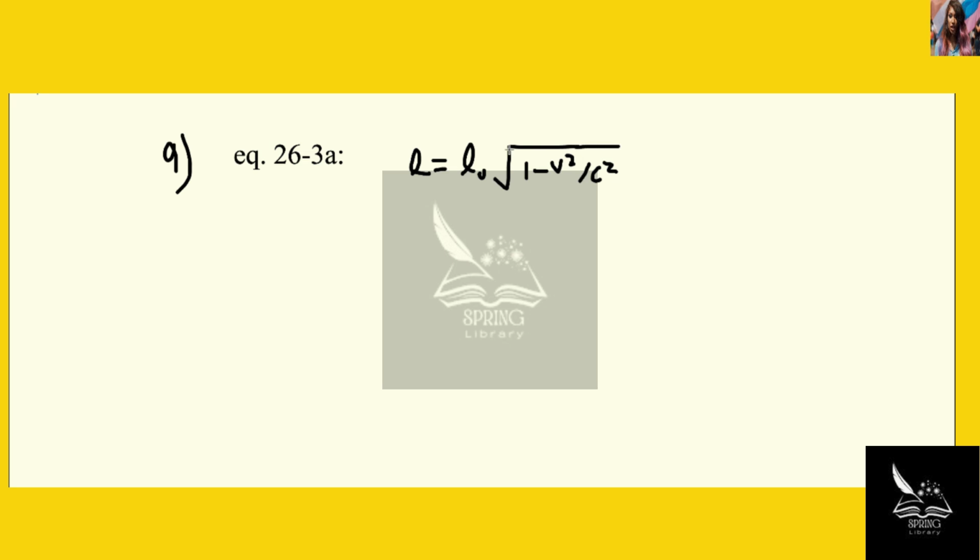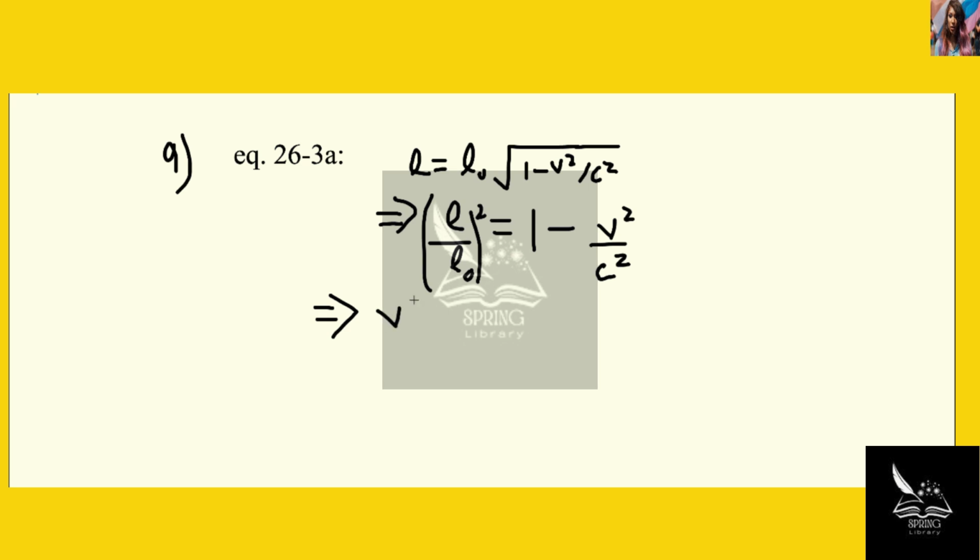And so you could rearrange and square the terms. Divide both sides by L naught, and then square both sides. You get (L over L naught) squared equals 1 minus v squared over c squared. So remember, velocity is what we want here. And how we get L and L naught, I'll get to in a second. But let's make all of this in terms of v.